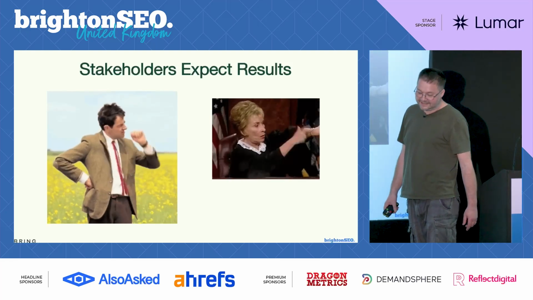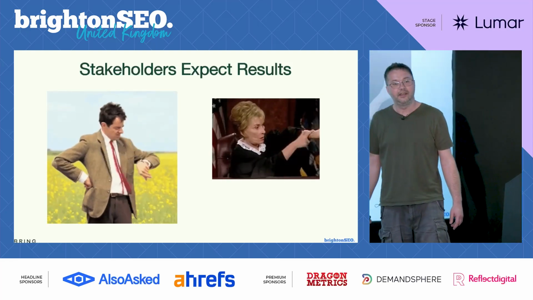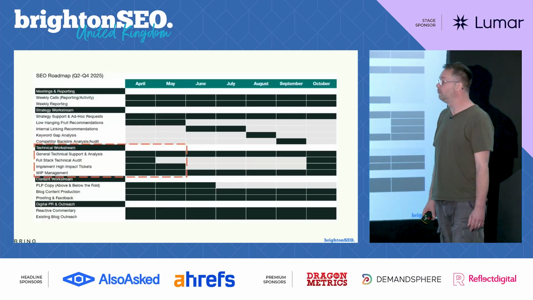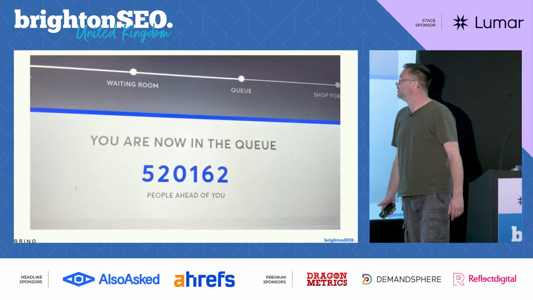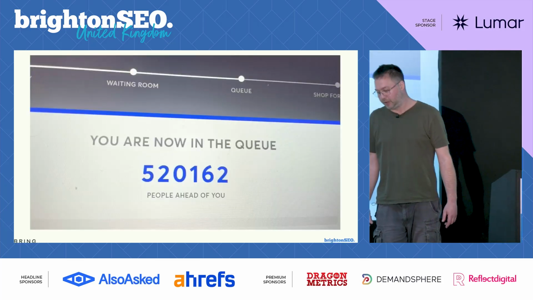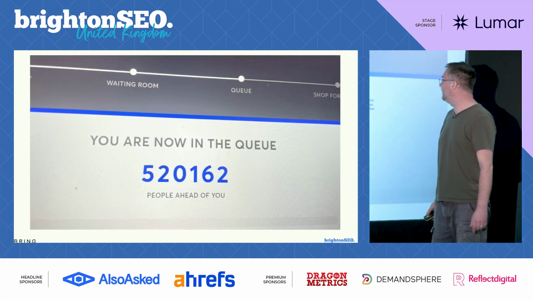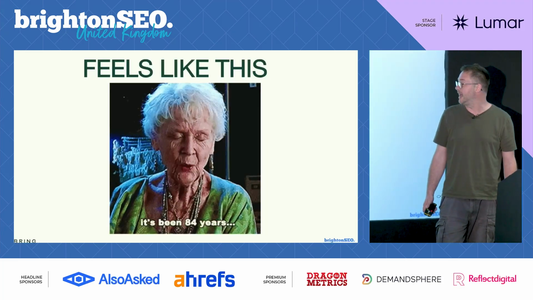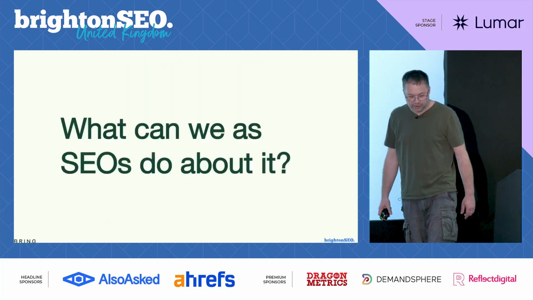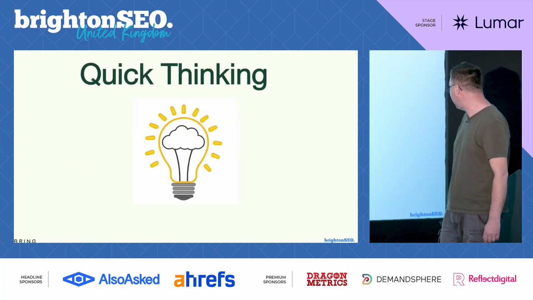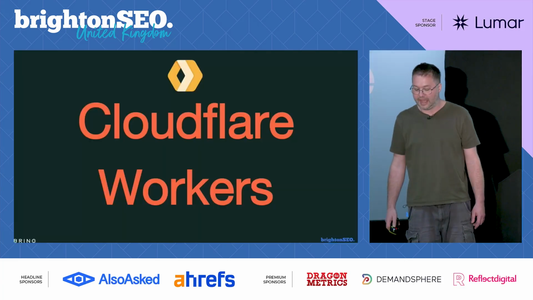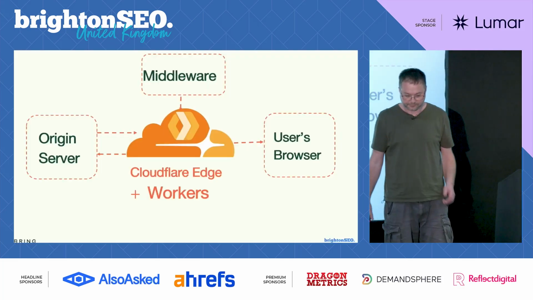Thing is, this isn't a legacy client, this is a new client, and they've been sold a strategy and a roadmap where their tech tickets are early on. So that leaves us with a bit of a problem. The tickets are logged, they're in the queue, but we're going to be waiting some time to get them delivered. So what we can do as SEOs, we can use our quick thinking and use Cloudflare Workers.